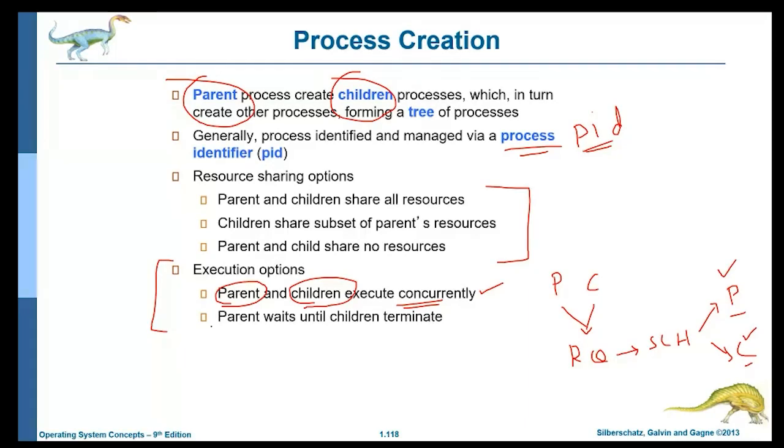Or the parent creates a child, then the parent waits. It waits until the child exits, and then the parent continues after that. So while the child is executing, the parent is waiting. Once the child exits, then the parent continues to execute from there. We will see how all of that works in today's chapter.